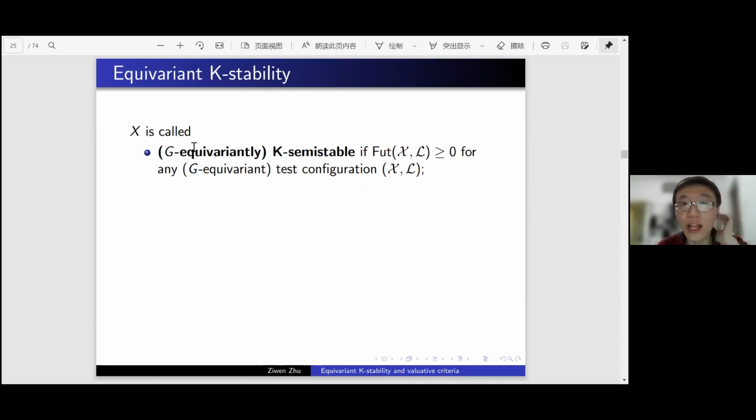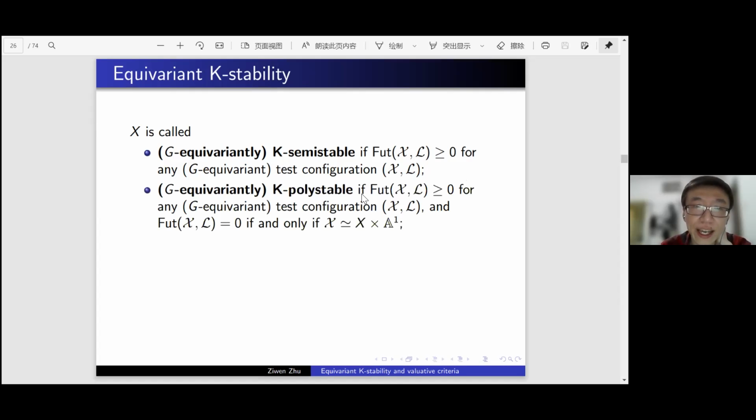We call X K semi-stable if the generalized Futaki invariant is non-negative for any test configuration. And if we want to consider the equivariant version, then we consider only equivariant test configurations. So this is semi-stability. And we call it K polystable if, first of all, it's K semi-stable and the Futaki invariant is 0 if and only if the test configuration itself is a product.